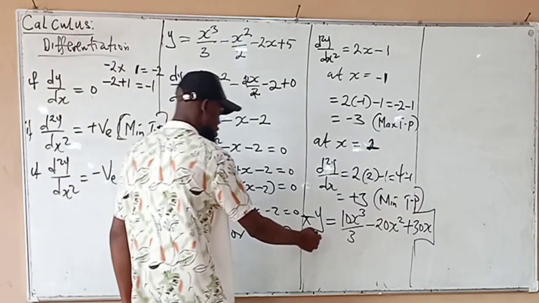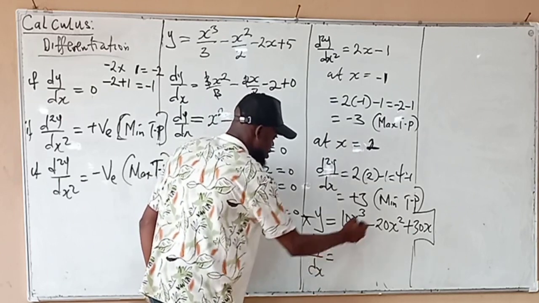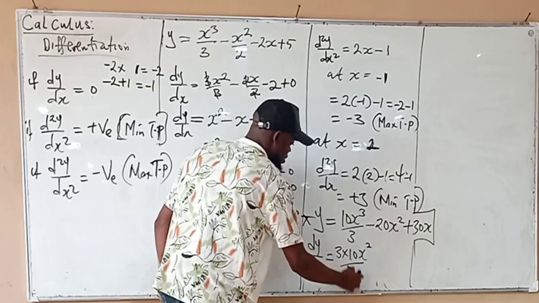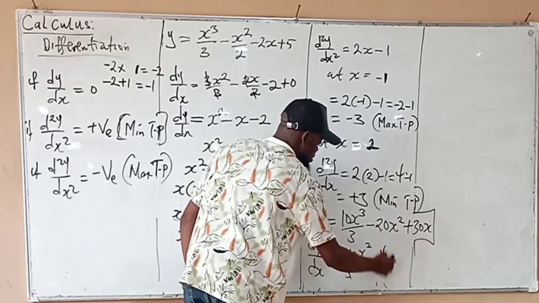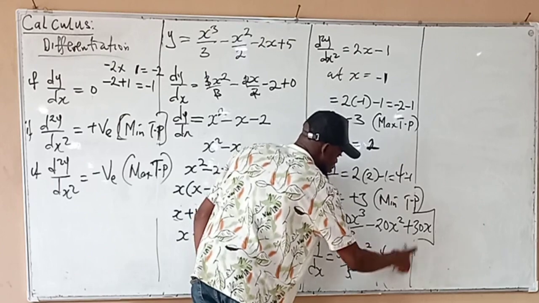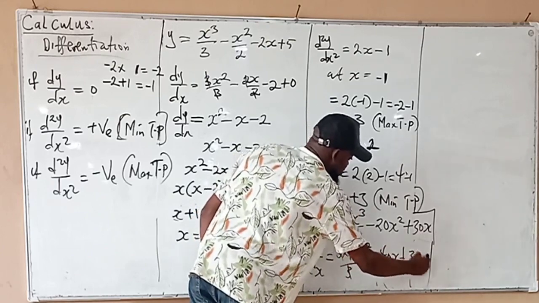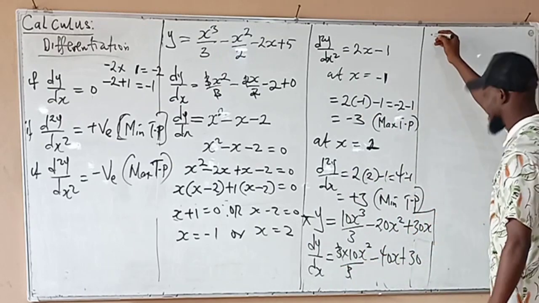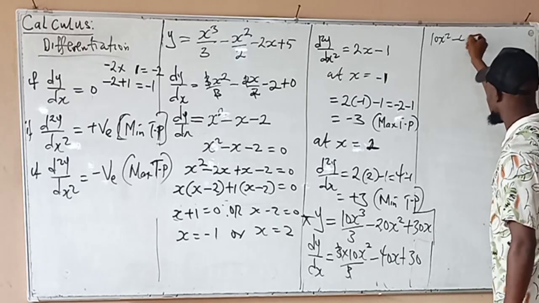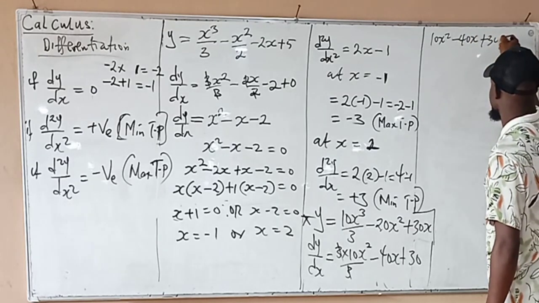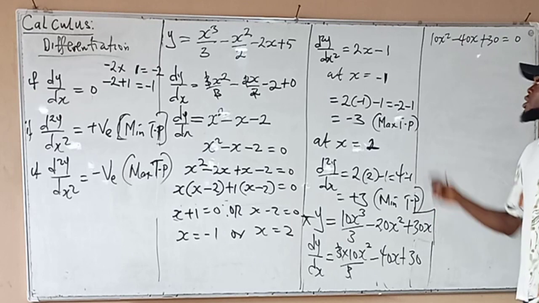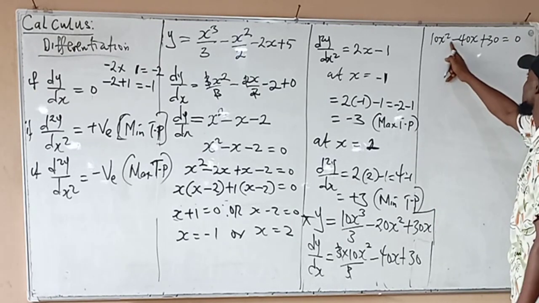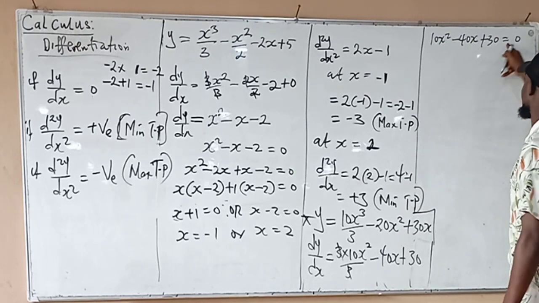First you differentiate. 3 times 10 over 3 cancels, giving 10x squared, minus 40x, plus 30. You need to set this to 0 to get the turning points. So 10x squared minus 40x plus 30 is equal to 0. You can divide everything by 10, so it will be x squared minus 4x plus 3 equal to 0.